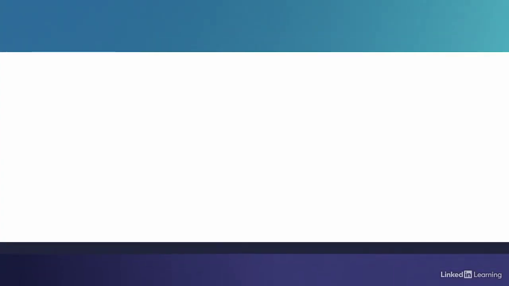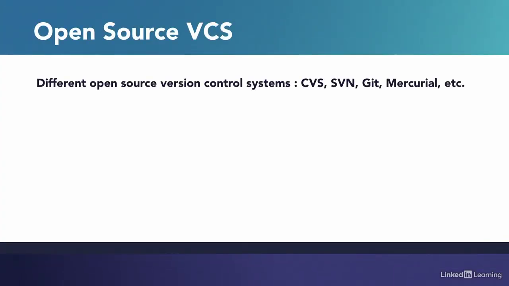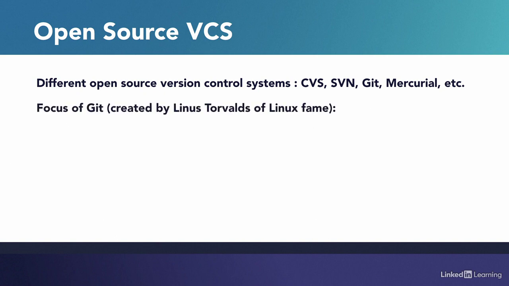There are many open source and commercial version control systems. The open source ones include CVS, SVN, Git, and Mercurial, to name a few. As mentioned, Git is one of the most popular, if not the most popular version control system in use today. Git was created by Linus Torvalds for the development of the Linux kernel in 2005.